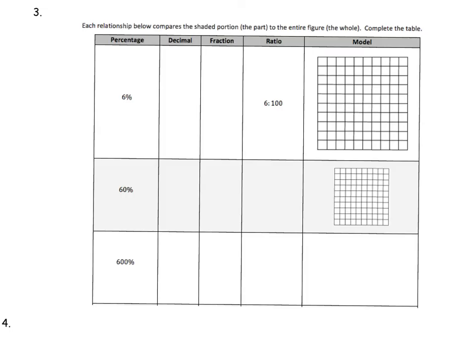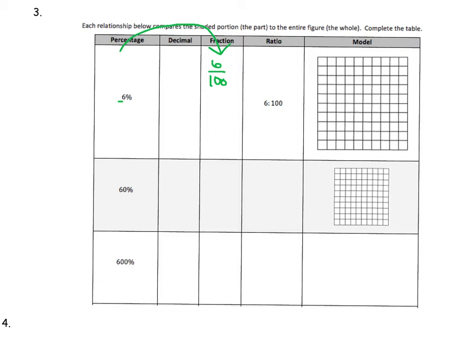Our next problem is another conversion between percent, decimal, fraction, ratio, and model. So when we're given 6%, anytime I'm given a percent, I like to do percent to fraction first before I go back and write my decimal. Because I know my percent at 6% is always going to be a fraction over 100. It's this number over 100. So I have 6 over 100.